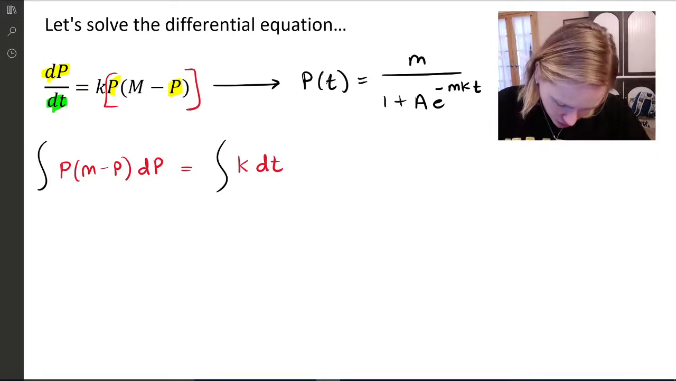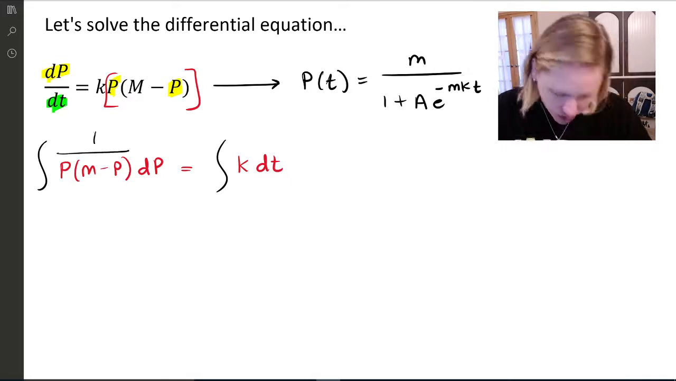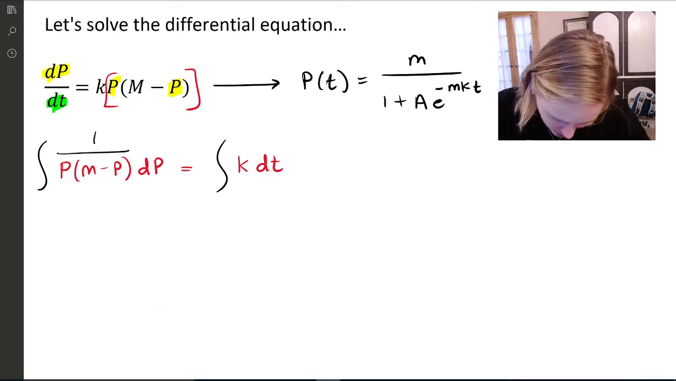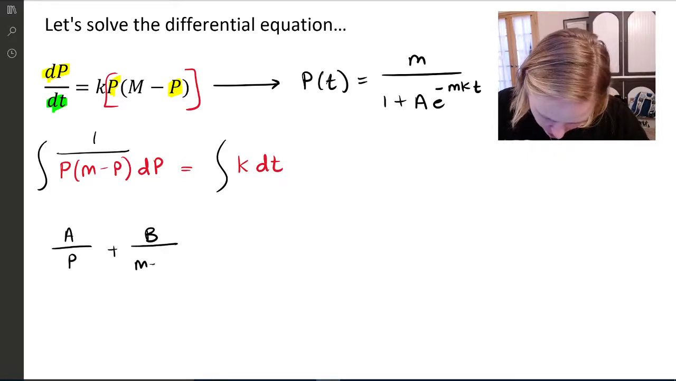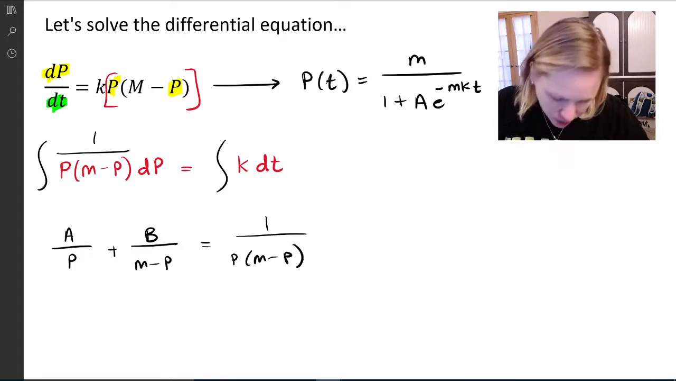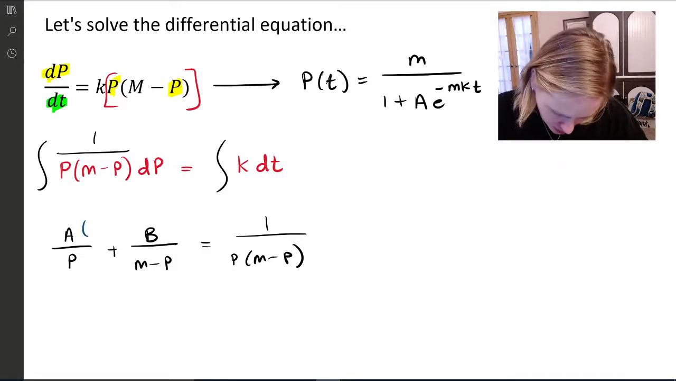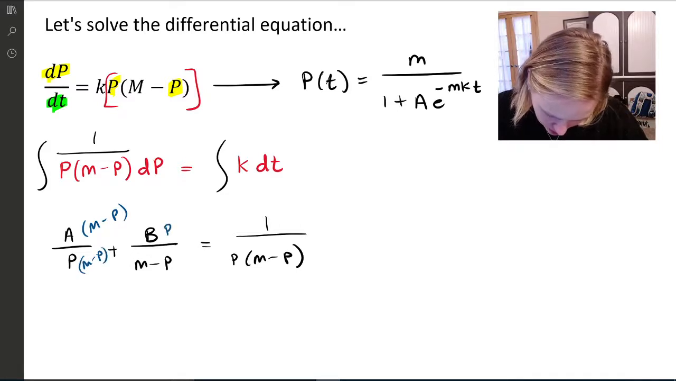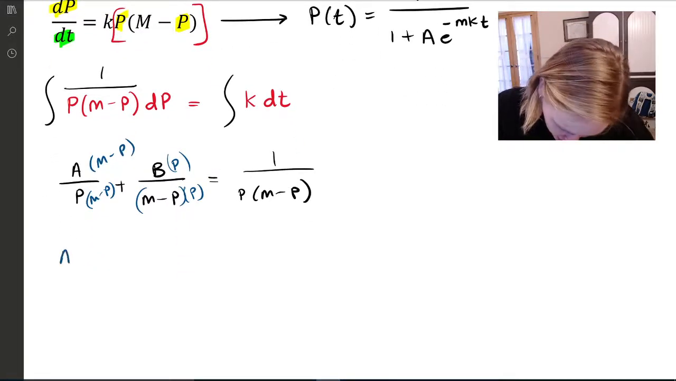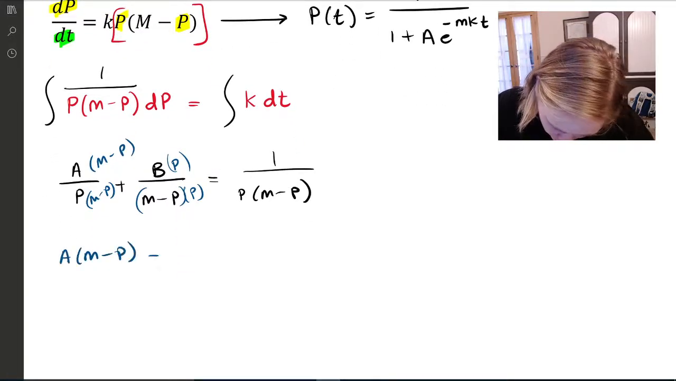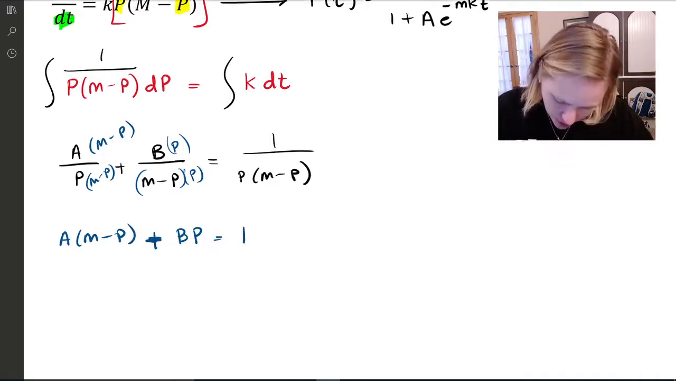So let's deal with our partial fractions. This becomes 1 over p times (m minus p). Let me make sure that that's clear. To do partial fractions, I'm going to divide it into a over p plus b over (m minus p), and that is equal to 1 over p times (m minus p). Now when I go and do the process of getting my common denominator, I'm going to multiply by (m minus p) top and bottom, and then p and p. So now I get this: a times (m minus p) plus b times p equals 1.